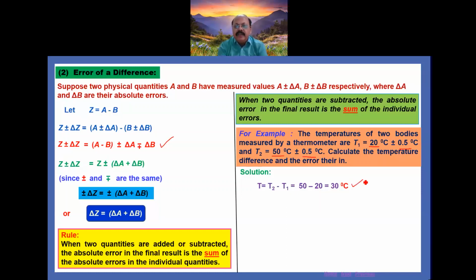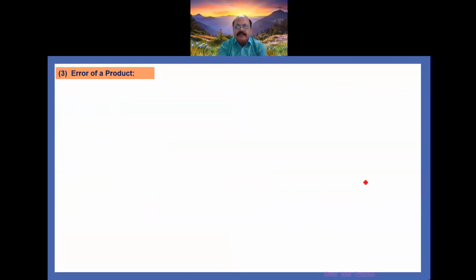And then you find out absolute error, delta T equal to plus minus within bracket delta T1 plus delta T2. So plus minus within bracket 0.5 plus 0.5, which comes to be plus minus 1 degree Celsius. So the final result which you get, T plus minus delta T equal to 30 degrees Celsius plus minus 1 degree Celsius, or you can also write T plus minus delta T equal to 30 plus minus 1 within bracket degree Celsius. So this is the example of error of a difference.